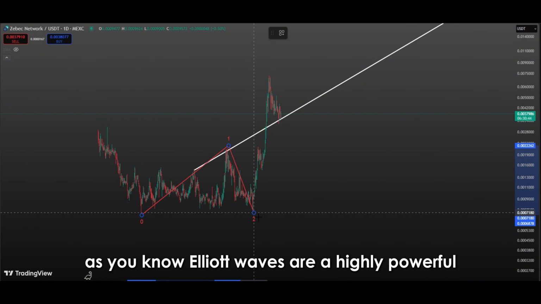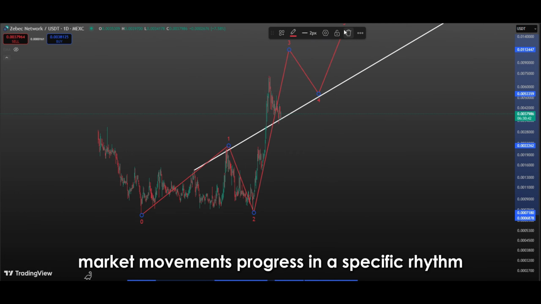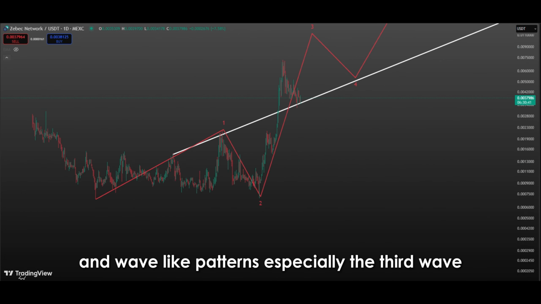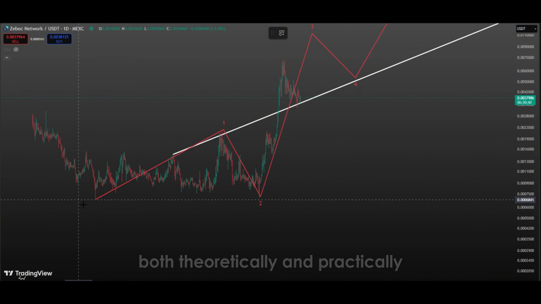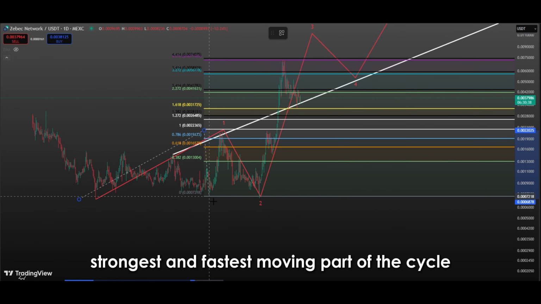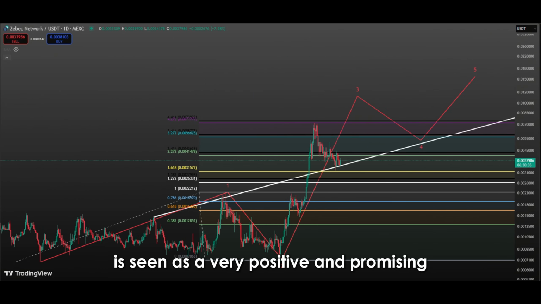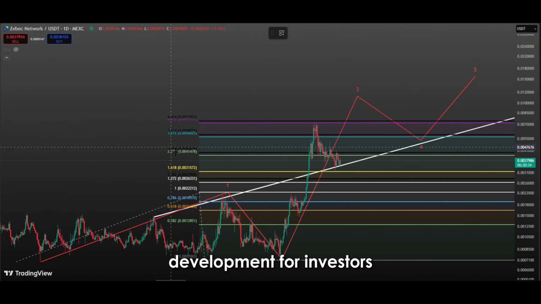As you know, Elliott waves are a highly powerful analytical approach that argues market movements progress in a specific rhythm and wave-like patterns. Especially the third wave, both theoretically and practically, is considered the most aggressive, strongest, and fastest moving part of the cycle. Therefore, entering the third wave is seen as a very positive and promising development for investors.